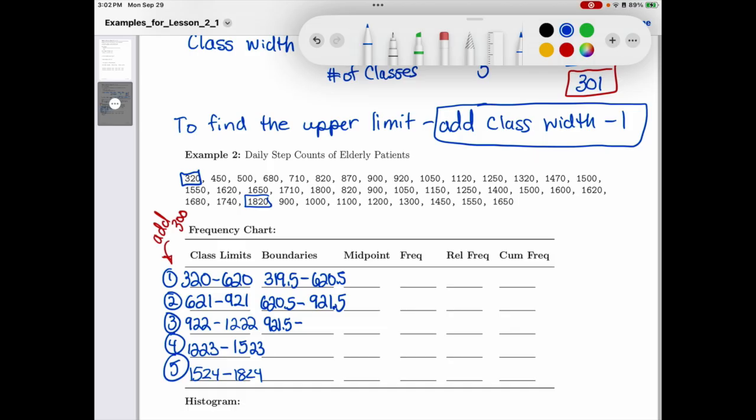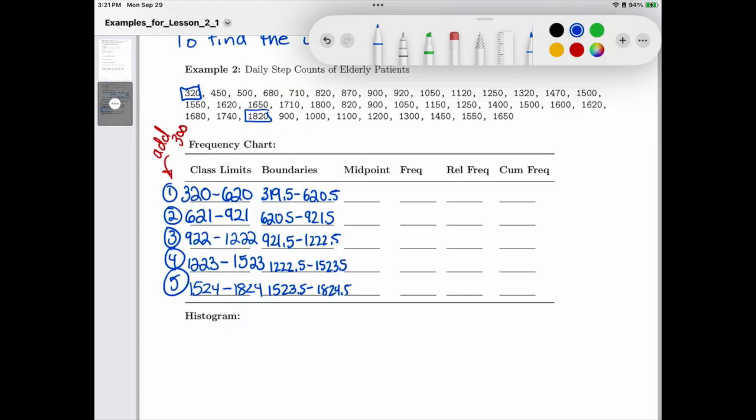So that would give me 921.5 to 1,222.5. And then 1,222.5 to 1,523.5. And then 1,523.5 to 1,824.5.